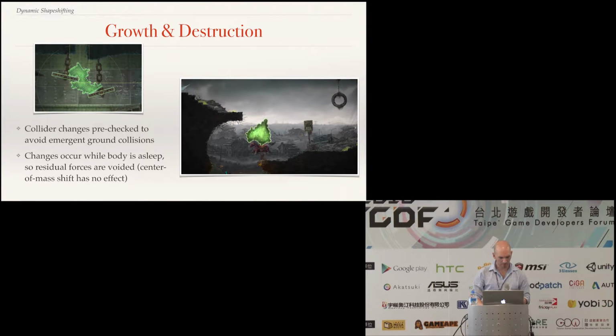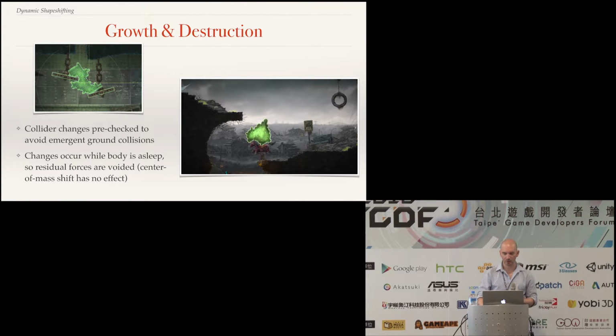All right, let's talk about growth and destruction real quick. Collider changes, as we said, are pre-checked to make sure that we're not growing into other colliders. The effect of that is pretty harsh. It basically means that there's an infinite velocity collision, if you think about it, because there's no directionality. So it's really hard to solve. So we just want to make sure that it doesn't happen. So we make sure that before we grow, we know that it's empty.